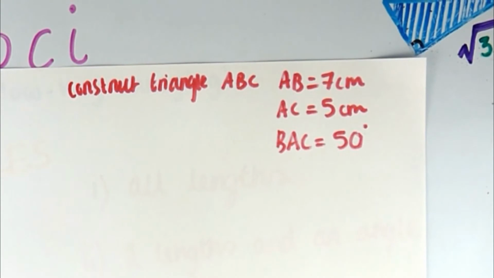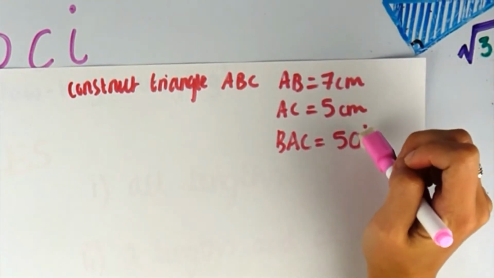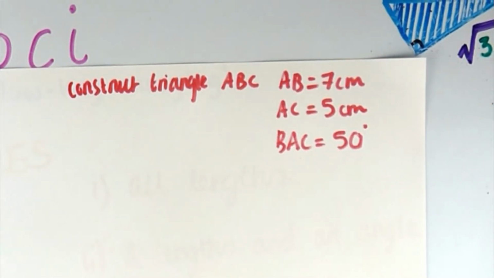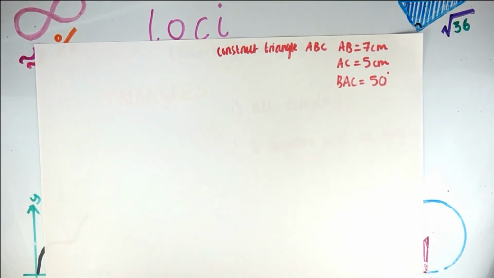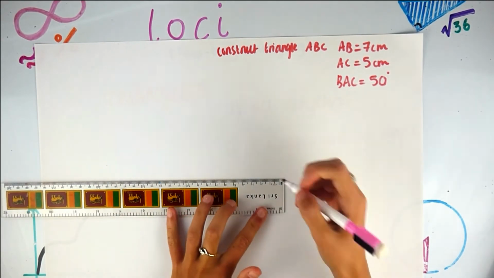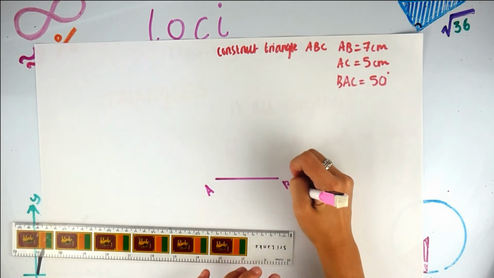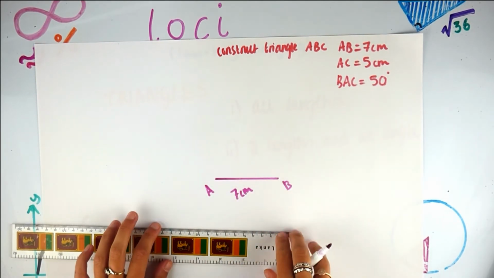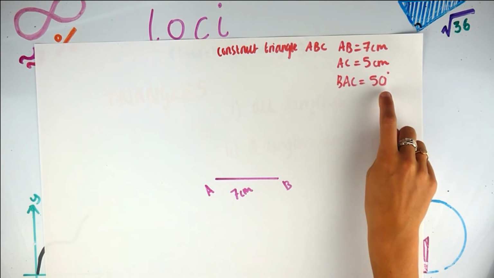Okay, so this is a type 2 because it's asking us to construct a triangle, but it's given us 2 lengths, 7 centimetres, 5 centimetres, and an angle. So the way we do this, we do the same start. So we're just going to start with this length here. So we want AB to be 7 centimetres. So I'm going to find 7 centimetres on my ruler and draw a line of that length. So I'm going to call that A, and that is B, and we know that is 7 centimetres because we just measured it. Now, we know we want BAC to be an angle of 50 degrees.